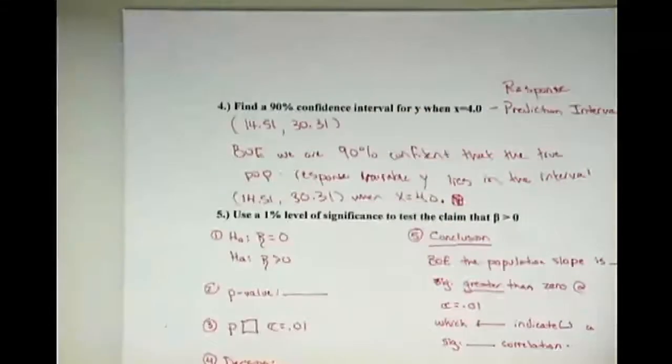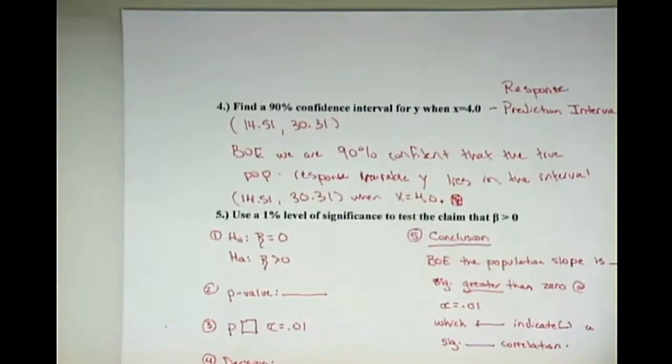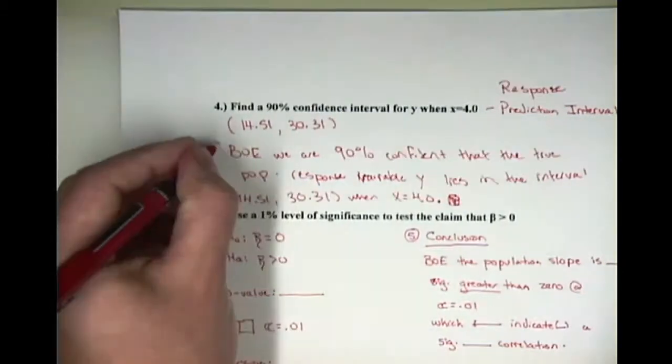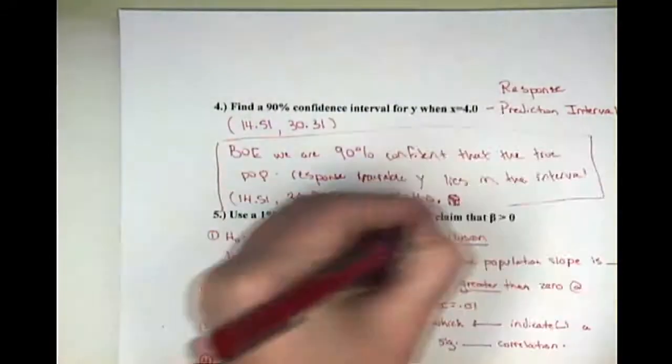Boop, there we go. So based on the evidence, we're 95% confident that the true population response variable y, whatever that word is, I guess it's partial pressure when breathing pure oxygen, lies in the interval 14.51 to 30.31 when x is 4.0. That's the interpretation you would use for that one.